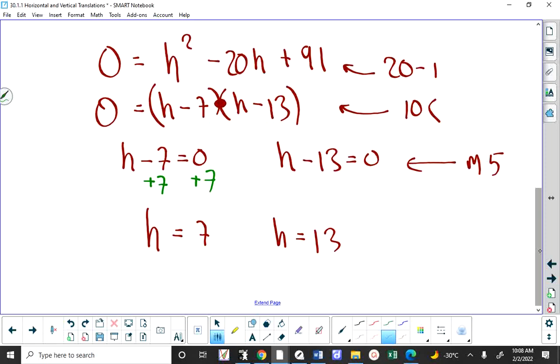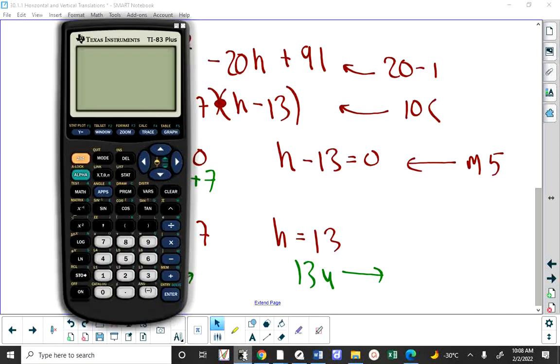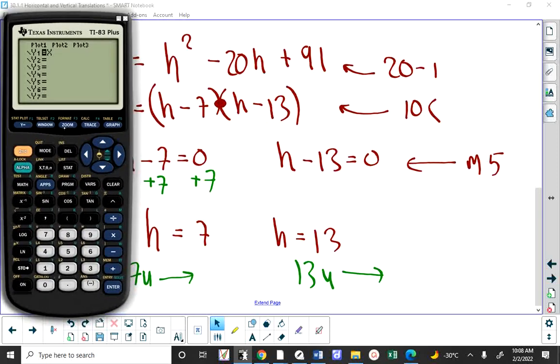Now, why do we get two solutions? One is 7 units to the right, and one is 13 units to the right. How can we get two answers? They're both legitimate. Well, let's look at graphing. Y equals f of x minus 7, which would be x minus 7 quantity squared. Now this is supposed to go through 10, 9. So I'm going to change my window settings to go up to 12 for x.